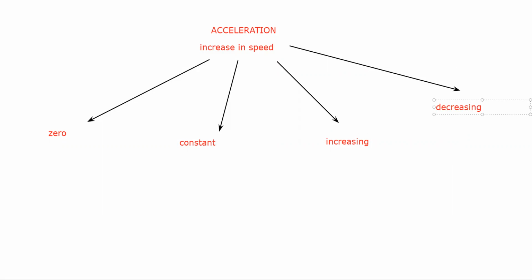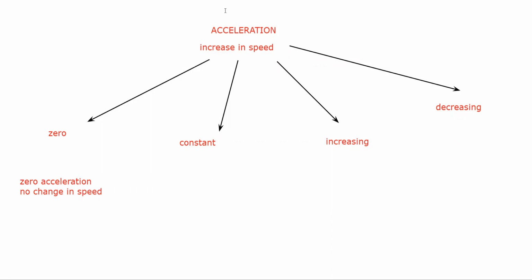So first thing, what is zero acceleration? What condition will the object have zero acceleration? The term zero acceleration means there is no change in speed. If there is no change in speed, we say the object is not accelerating, or the object has zero acceleration.